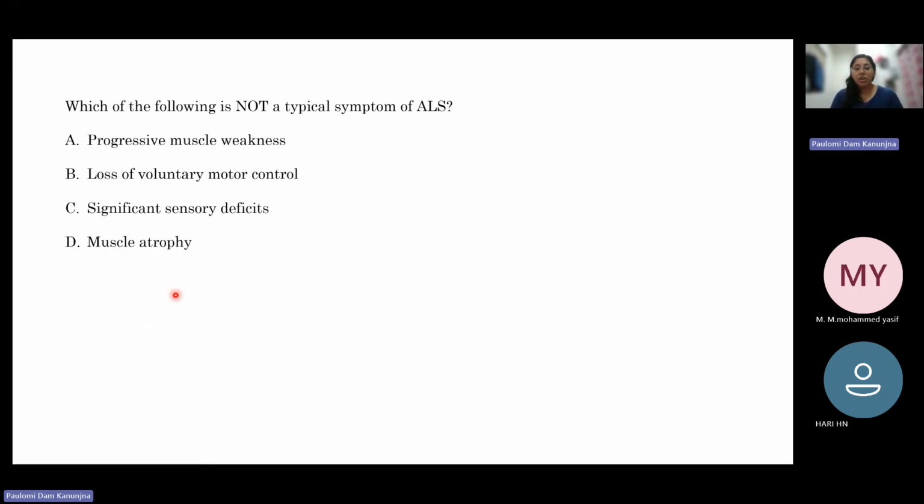Okay, so here we have significant sensory deficits. In ALS, your motor neurons are getting affected, right? So everything that has to do with movement is getting affected, and everything that has to do with muscle is getting affected. So muscle is getting weak, your muscle is getting atrophied, basically losing its shape and size, and you have motor control problems. But not for sensory. The sensory neurons don't get affected in ALS.